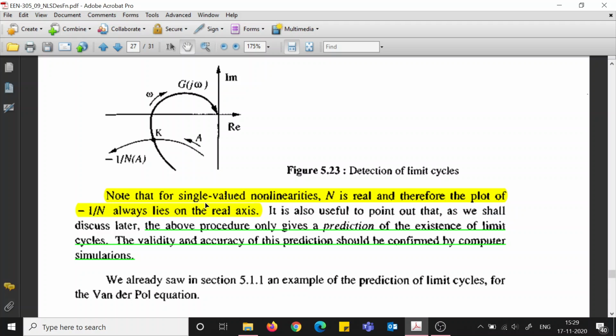Note that for single valued nonlinearities N is real. We already calculated this for single valued nonlinearities such as saturation, and found that N is real only, with no complex part. Since it is real, minus 1 by N will also lie on the real line, simply the real axis, nothing else. So we only have to find the intersection point of G(j omega) with the real axis.